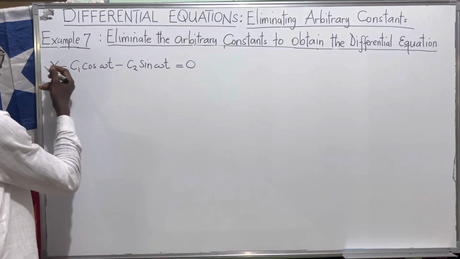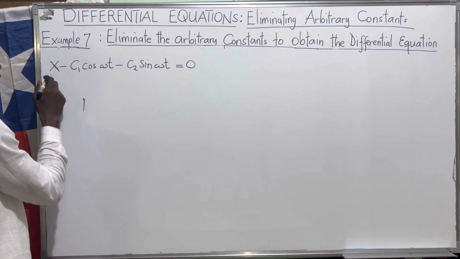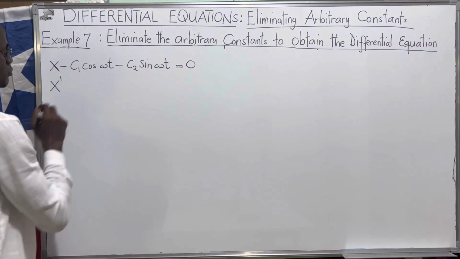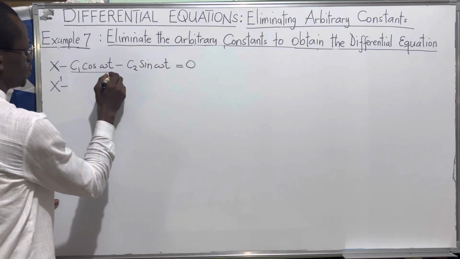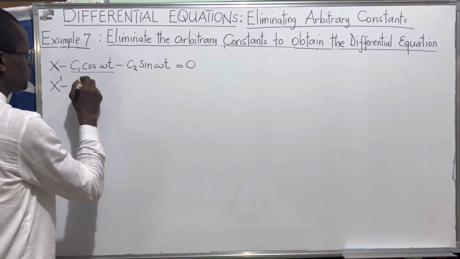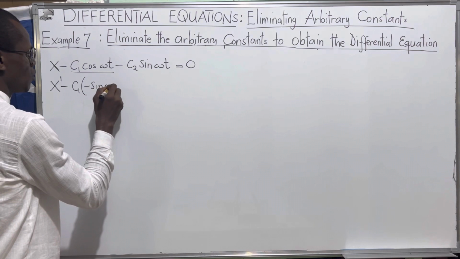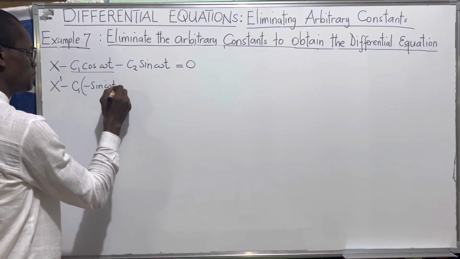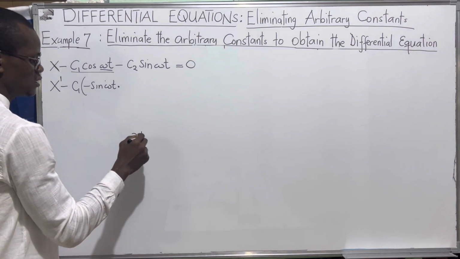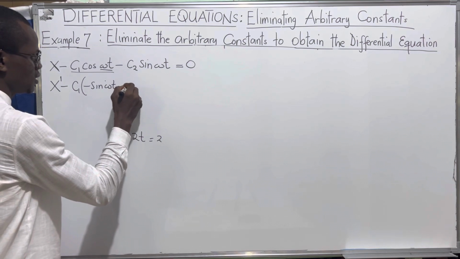The derivative of x is just 1, but since x is the name of the function, we attach x prime. Minus, this is just one term, so it's c1. Now the derivative of cos is negative sine of omega t times the derivative of the angle, which is just omega.